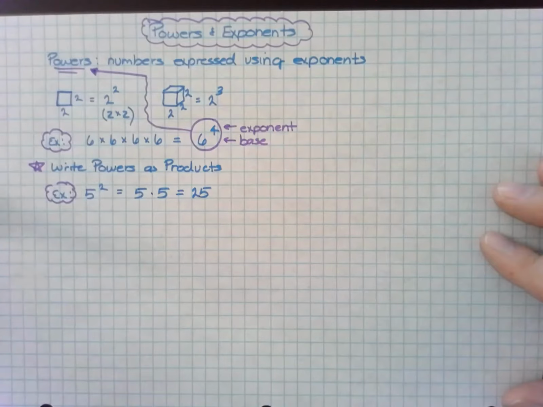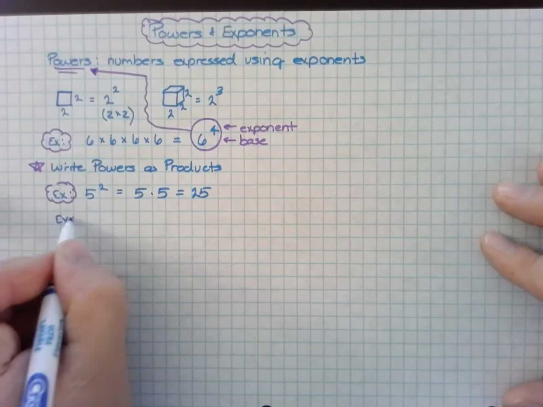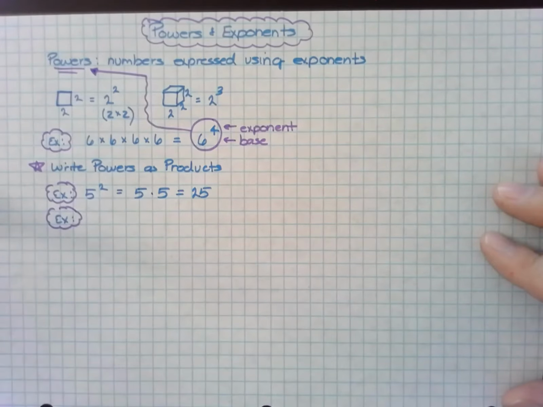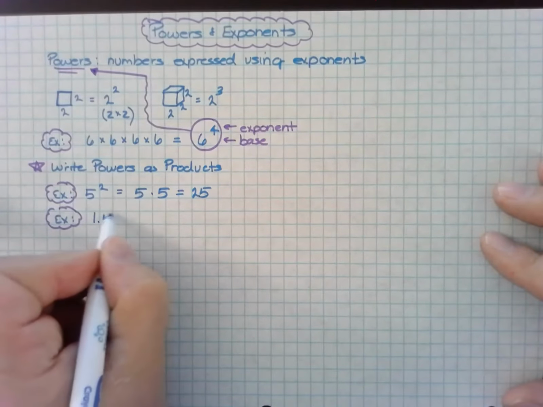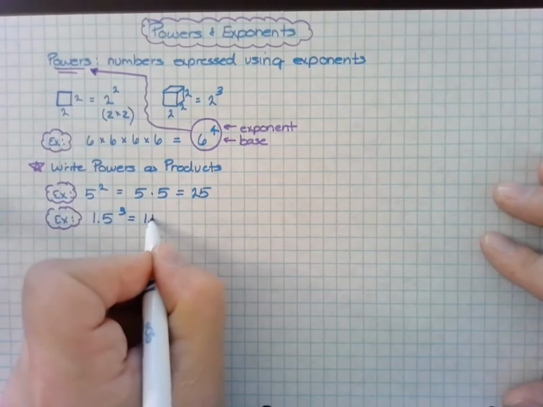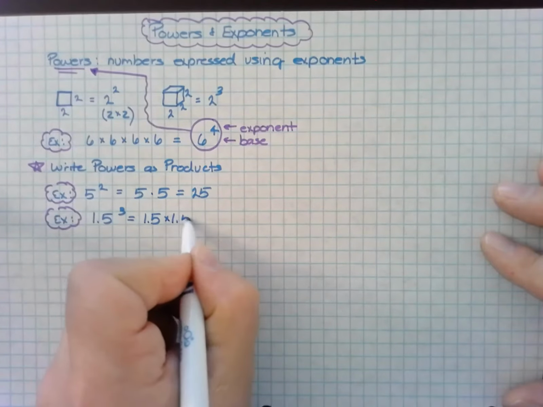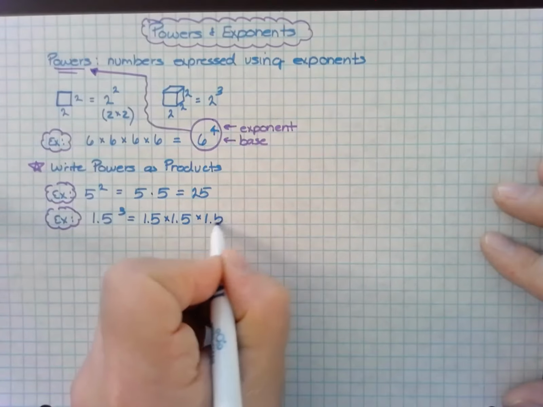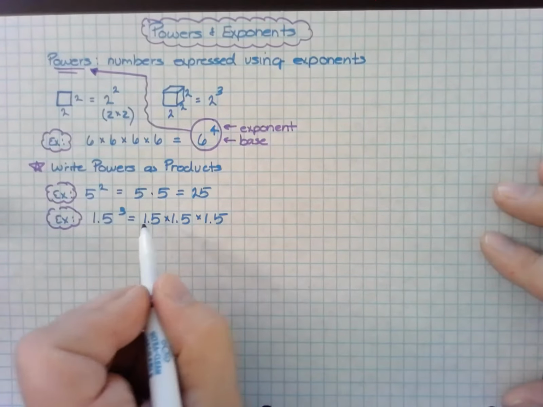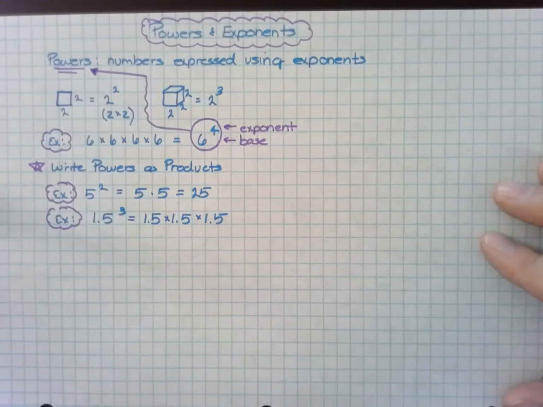Another example might be when we have a decimal, like 1.5, and say we cube that. Well, that would be 1.5 times 1.5 times 1.5. It's the base multiplied by itself 3 times. So 1, 2, 3, 3 times. Then we have one more example.